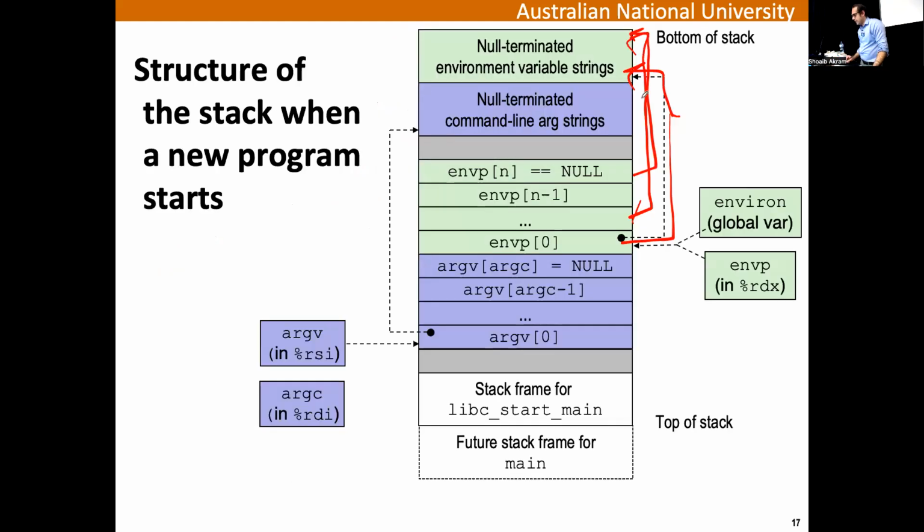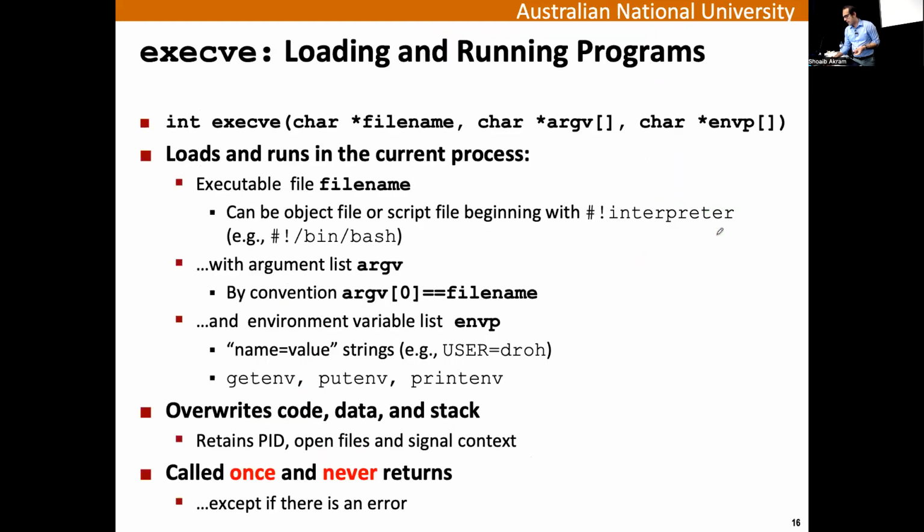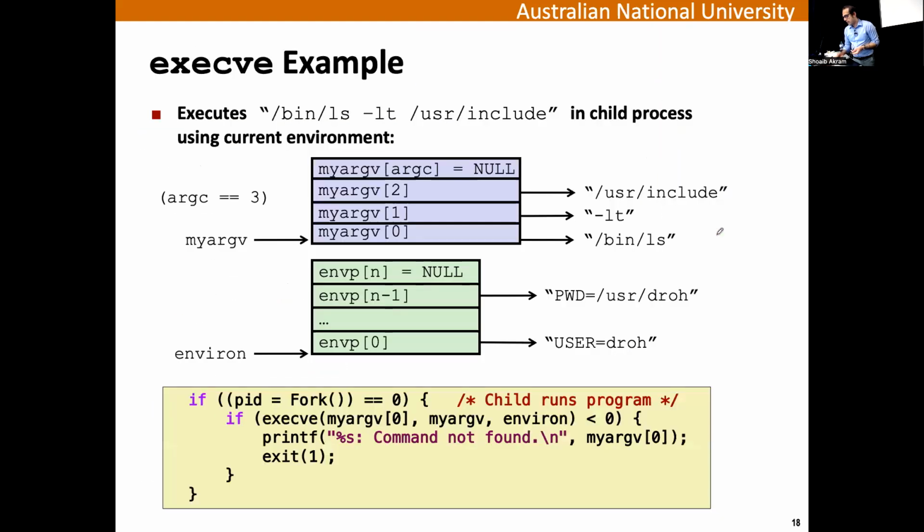So the number of arguments is stored in the register RDI. The address of the list of pointers is stored in RSI. RDX has the pointer to the array of pointers that point to the environment variables.